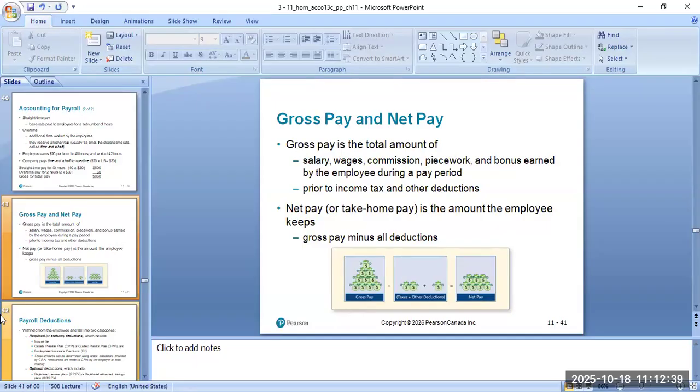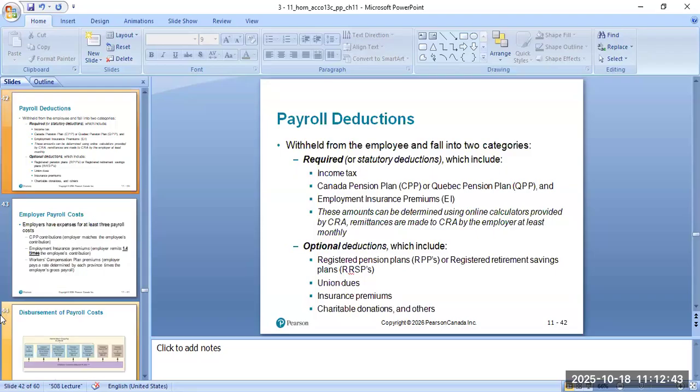Why? Because we have deductions. What kind of deductions? Payroll deductions. So for every employee that the employer pays salary or wages within the payroll, the employer has to deduct.